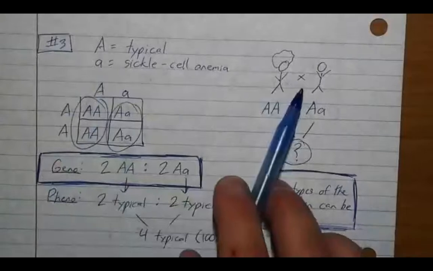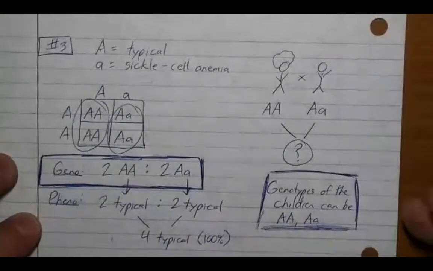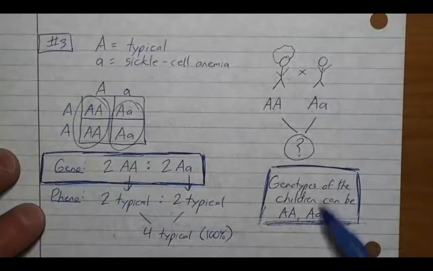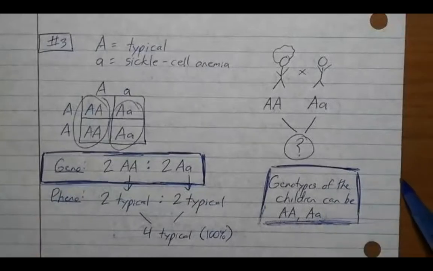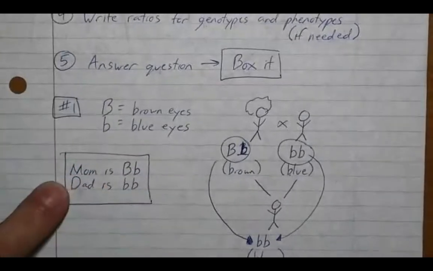Letters, yes. Picture, yes. Punnett square, yes. Ratios, yes. Answer the question, yes. So that's all 5 steps. So that's the answer to number 3. So you'll rewrite that. Hopefully you understand how we did it. This is the answer to number 1. Okay, rewrite that. Hopefully you understand how we did it.